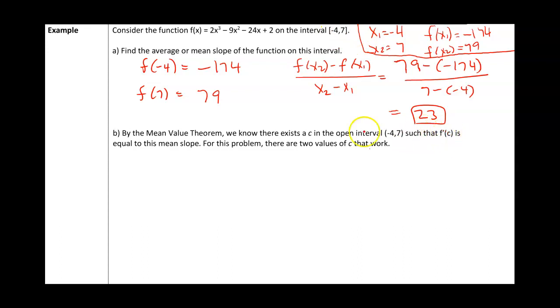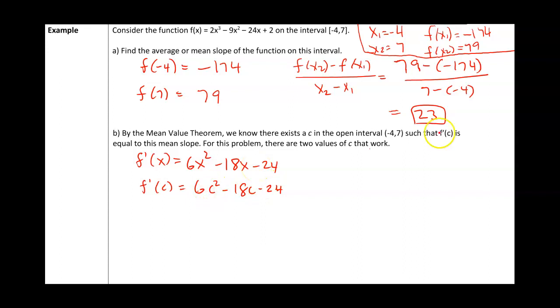Now, by the mean value theorem, we know that there exists a point c in the interval [-4, 7] such that f prime of c is equal to 23, which is that slope. So first, let's find f prime of c. To do that, we've got to find f prime of x. So f prime of x is going to be 3 times 2, 6x squared, 2 times -9, -18x, minus 24. And then f prime of c is 6c squared minus 18c minus 24.